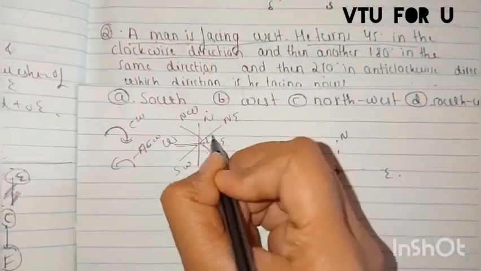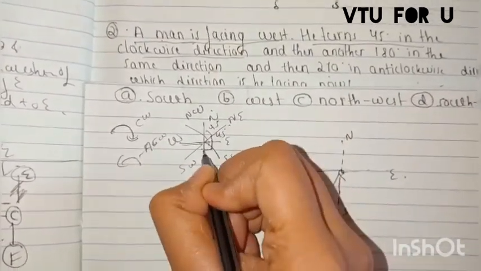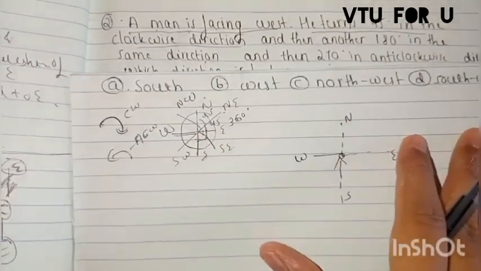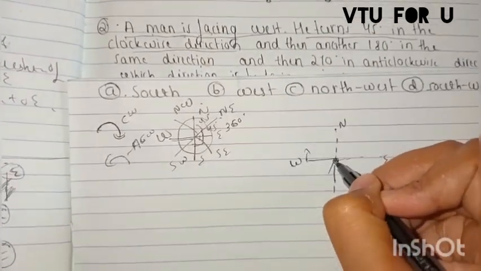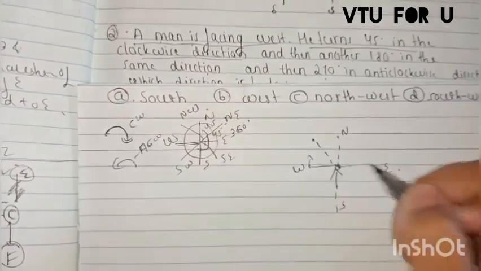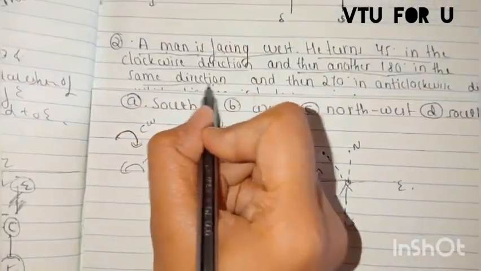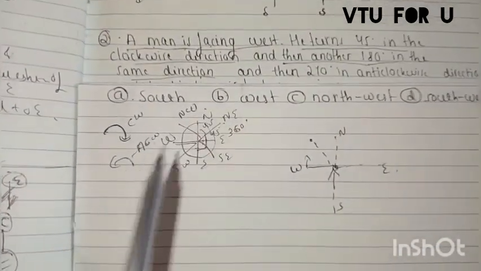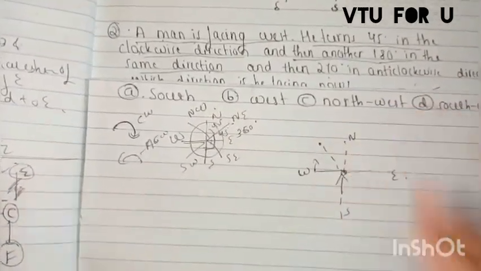As we all know, each angle is divided by 45 degrees this way, and the whole is 90 degrees, right? And overall it is 360 degrees. So they are saying he is turning 45 degrees clockwise. As we all know, clockwise is this way, and he is going to turn 45 degrees. So 45 degrees here. This is 45 degrees. Then another 180 degrees in the same direction. In the same direction, he is going to move 180 degrees. What is same direction? Same direction means earlier direction, that is clockwise direction. Again same, this is clockwise.